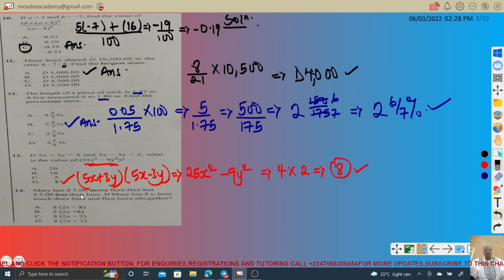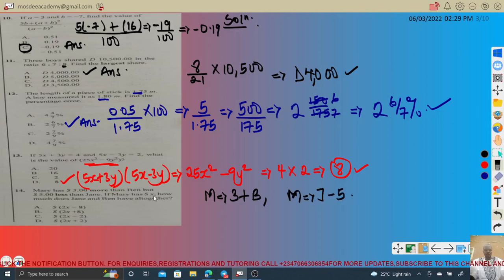Question 14. Mary has 3 naira more than Ben. Let me just interpret for understanding's sake. Mary is M. She has 3 naira more than Ben. I'm taking Ben to be B. First set of equation. And the continuation says, and 5 dollars, apologies, $5 less than Jane. So that means the same Mary is $5 less than Jane, Jane minus 5. So if Mary has X dollars, that means this M, I'm representing my M, is X. So you can just write it as X equals 3 plus B, or you can say X is also equal to J minus 5. This is just a long method because I want you guys to get it. In exams, I don't waste time.